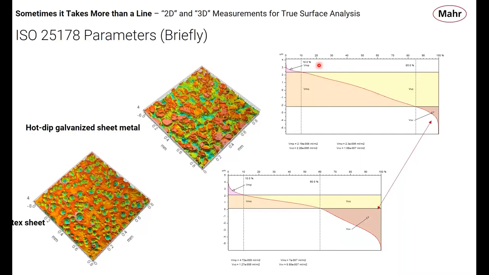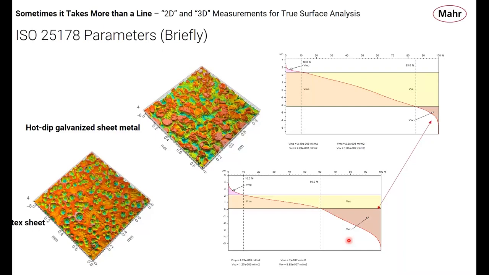VMP is the volume of material of peaks. So this is really the volume of asperities that we have on this surface. When we have run-in or burnishing, these are the first materials that are going to be removed, and we can quantify that very well with this parameter. On the absolute opposite side, I'm going to jump down to the other curve here, where it's easier to see, it's much bigger. This is VVV, the volume of the voids. This is where we are going to collect any debris from the surface, even when we burnish or run the surface in.